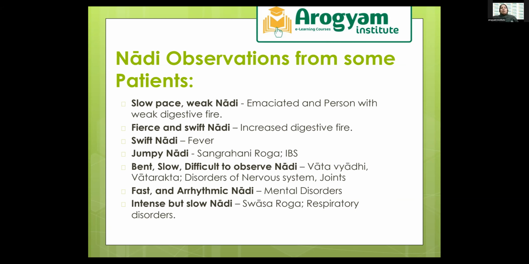Then bent, slow, difficult to observe nadi. So Vata Vyadhi, Vata Rakta. Disorders of the nervous system, joints, these are all generally seen when such nadi is observed. Fast and arrhythmic nadi shows mental disorders. Intense but slow nadi shows श्वास रोगा or respiratory system ka kuch problems.